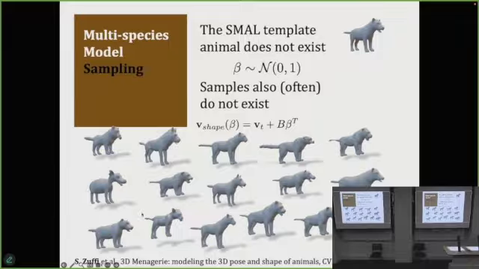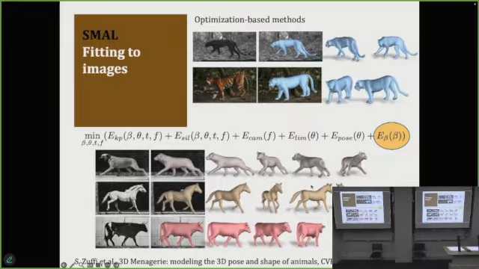So the way to use this multi-species model, the way we did it 10 years ago, was to fit the model to data with an optimization, but specifying with this function a prior for the shape. So if we know it's a tiger, we want this function to say stay close to the cluster of the tigers, and so on.